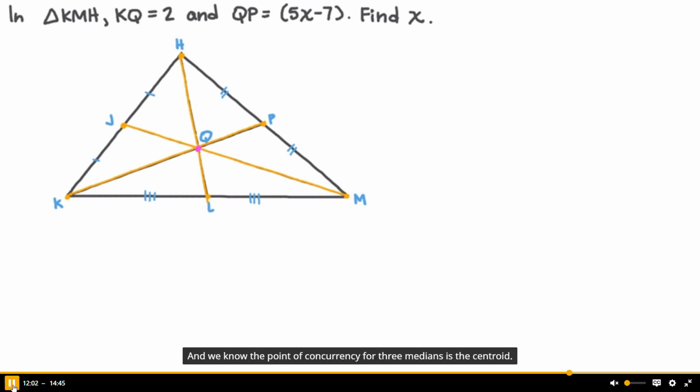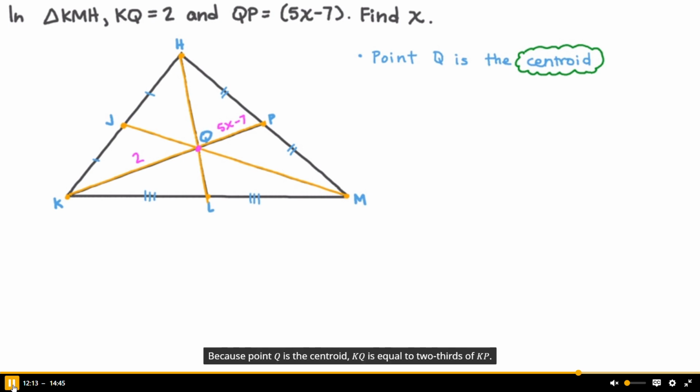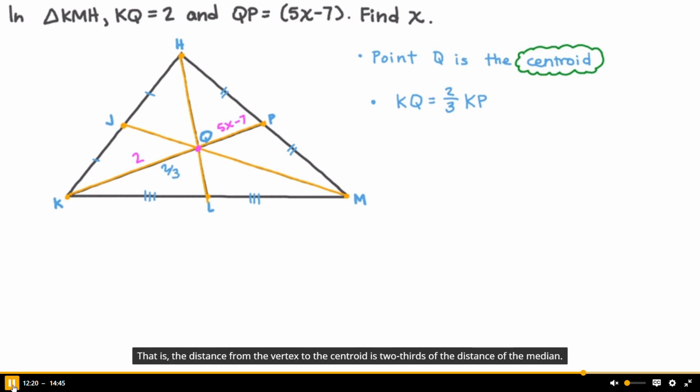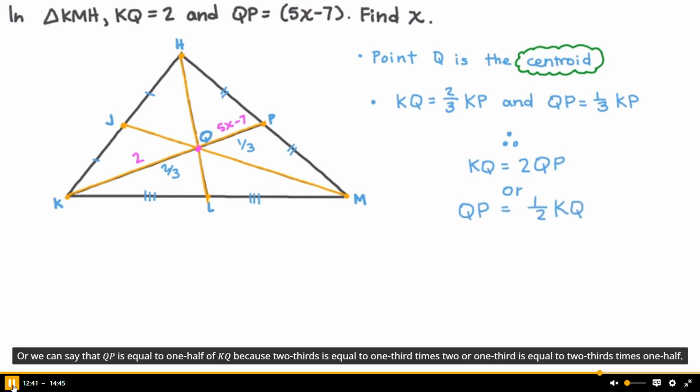And we know the point of concurrency for the 3 medians is the centroid. We can also write down some other information. We know that KQ is 2 and that QP is 5x minus 7 because point Q is the centroid. That is, the distance from the vertex to the centroid is 2/3 of the median, and then QP equals 1/3 of the median KP. And so we can say that KQ is equal to 2 times QP, and QP is equal to 1/2 of KQ.